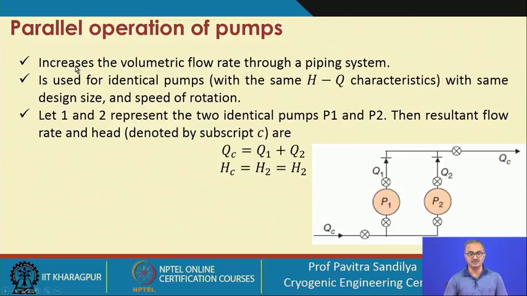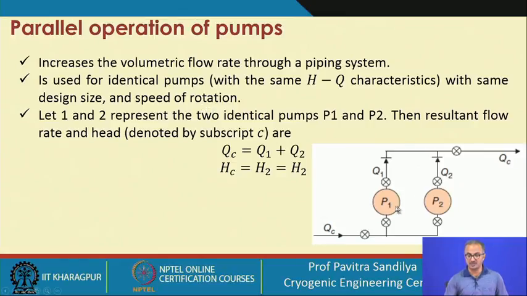So, this increases the volumetric flow rate through a piping system. That means if we are not able to handle this total flow rate by a single pump, then this total flow rate is divided between multiple pumps to handle it. It is used for identical pumps, that means these two pumps must be identical. They are identical if they have the same H versus Q characteristics, that is the head versus the flow rate characteristics, and that is how we identify identical pumps. They must also have the same design, size and speed of rotation.